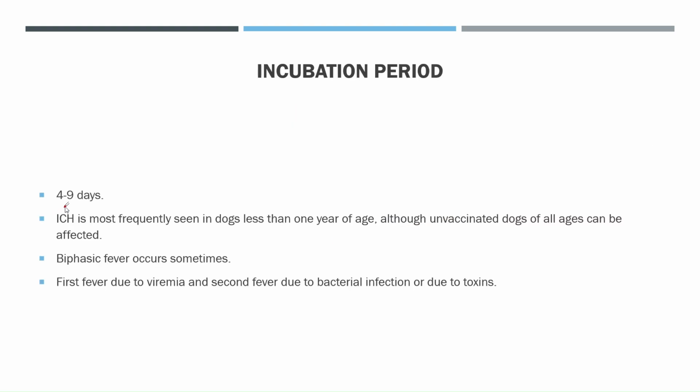Now incubation period is 4 to 9 days. So try to remember it if you can, else just have an idea. Now ICH is most frequently seen in dogs less than 1 year of age. Okay, this is important. Although unvaccinated dogs of any age can be affected, this will be the question: what kind of fever is seen in ICH? Biphasic fever. So here you can definitely get an MCQ, fill-ups or true/false in your board paper.